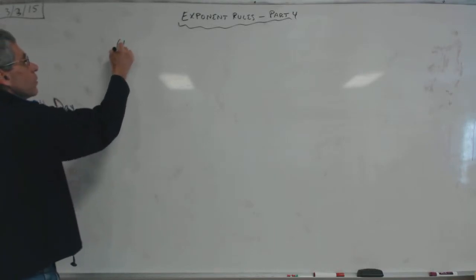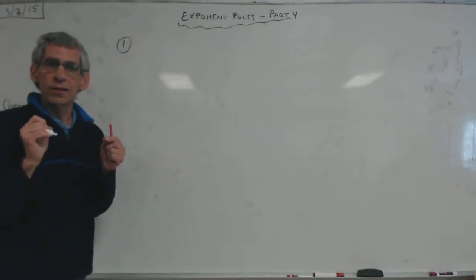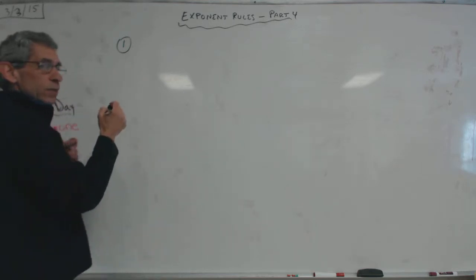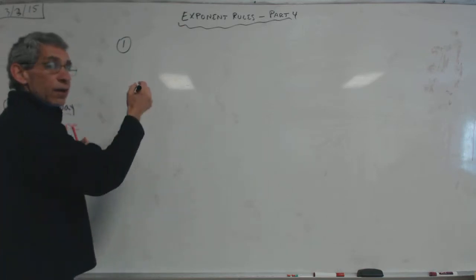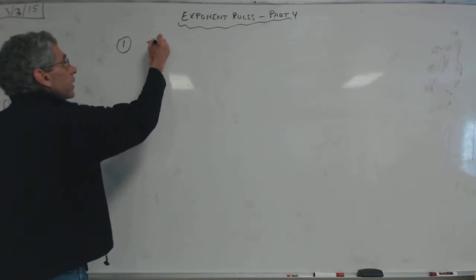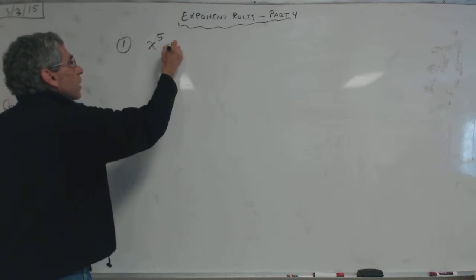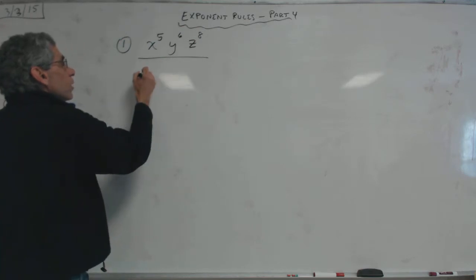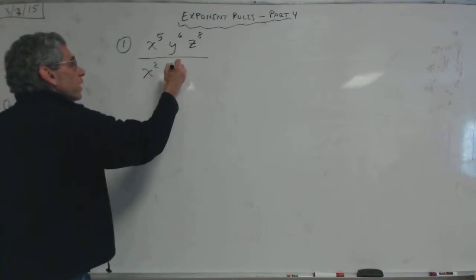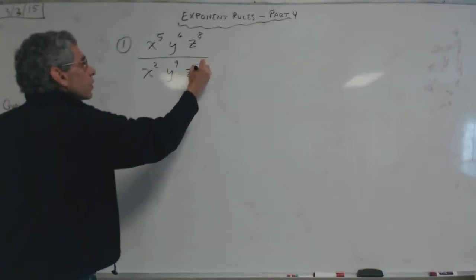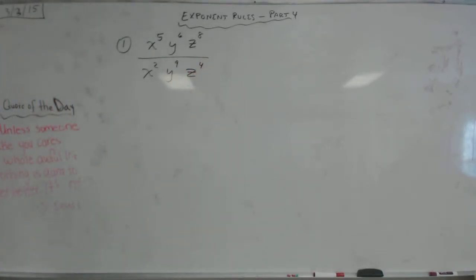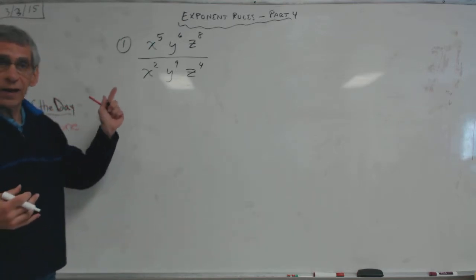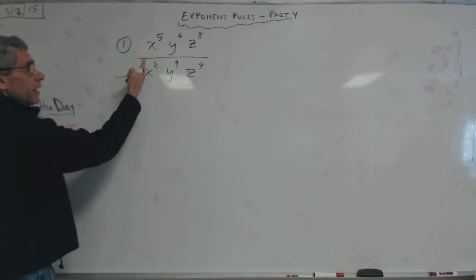All right, so here we go. I'm showing a method you can use when there are fractions, and especially when there are a lot of things. What if I had this? x to the 5th, y to the 6th, z to the 8th, over x to the 2, y to the 9th, z to the 4th. Okay, this looks scary at first, right? A big monster.